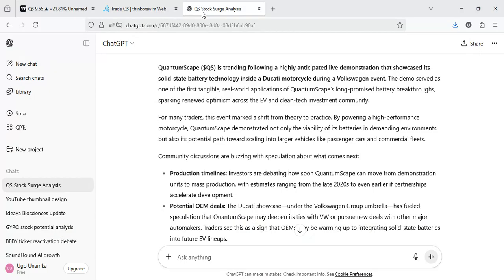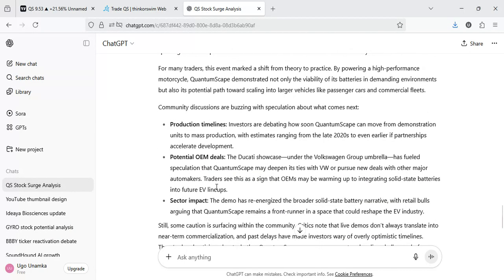The demo served as one of the first tangible real-world applications of the company's long-promised battery breakthroughs, sparking renewed optimism across the EV and clean tech investment community. Community discussions are buzzing with speculation about what comes next: production timelines, potential OEM deals, sector impact, and much more. So let's see what we have.